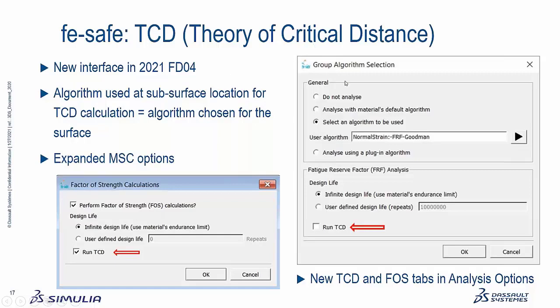When you're assigning the algorithm, if you've chosen a FRF type infinite life algorithm, then you will automatically get this thing popping up. This was there in the past, but now you also get this extra button to turn on TCD. Okay. Similarly, in the factor of strength analysis, there's also a button to turn on TCD. Okay, so this actually allows you to run TCD with finite life algorithms.